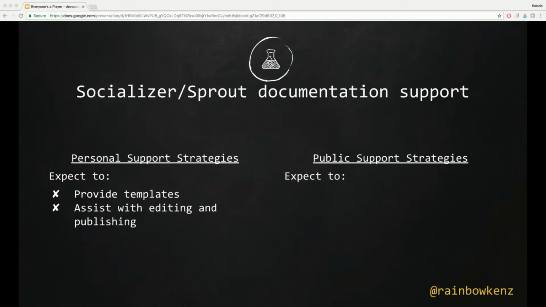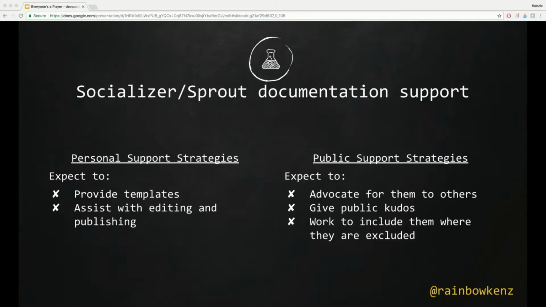You also need to support Sprouts in public and include them where they're being needlessly excluded. Become the local Sprout ambassador. Don't let anyone speak ill or be dismissive of them in your presence. Talk about the good work they do, the docs they write, their expertise and knowledge of users, their user empathy, etc. Thank them for the work they do publicly in front of others, and include them.